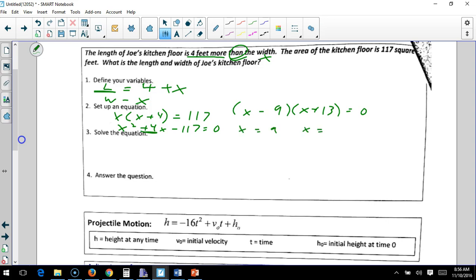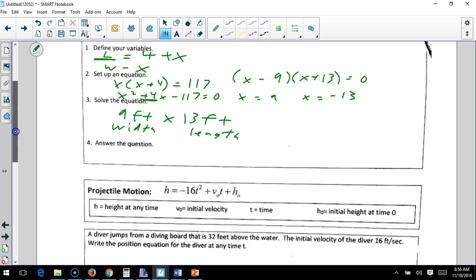x equals 9. x equals negative 13. But when it really comes down to it, 9 feet by 13 feet. I guess I should have written that down there. But that's the dimensions. The dimensions are 9 feet by 13 feet. I could be more specific and say this is the width and this is the length. I don't have to write by. I can just say width is 9, length is 13. You can do it either way. Does that make sense? Okay.